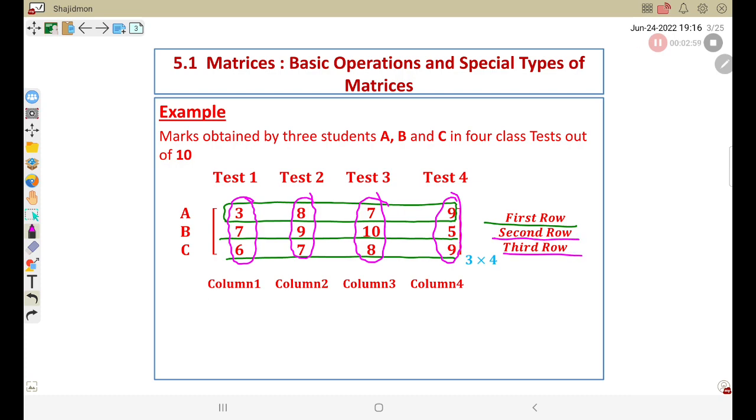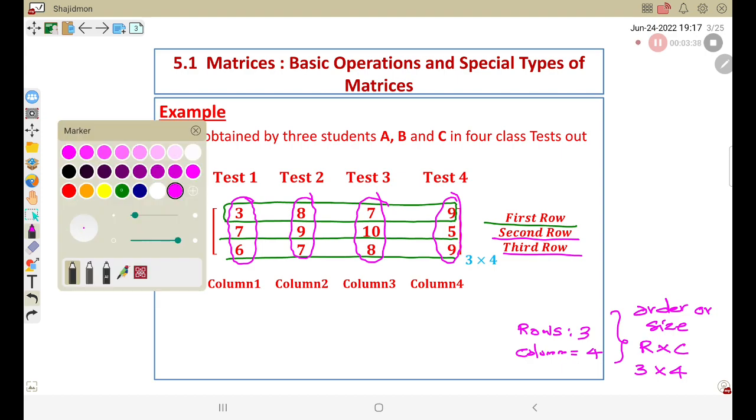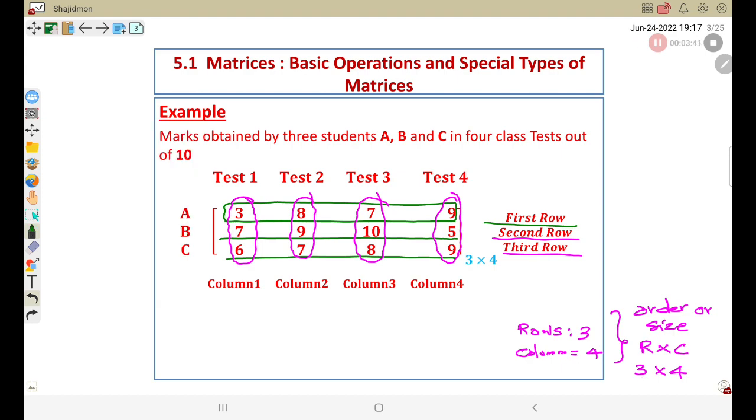So we have column number 1 up to column number 4, and row number 1 up to row number 3. The number of rows is 3 and the number of columns is 4. From the rows and columns, we can write the order, or size, of a matrix, which means row number by column number, R by C. Here it is a 3 by 4 matrix, with 3 rows and 4 columns. We read it as a 3 by 4 matrix.